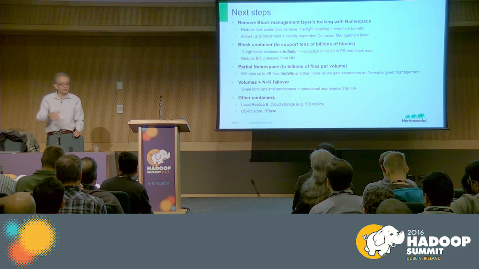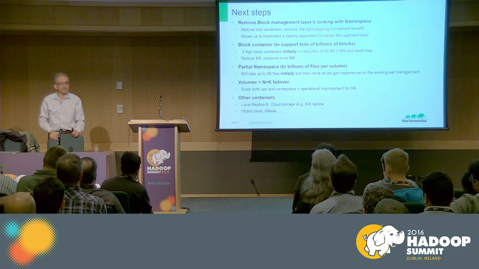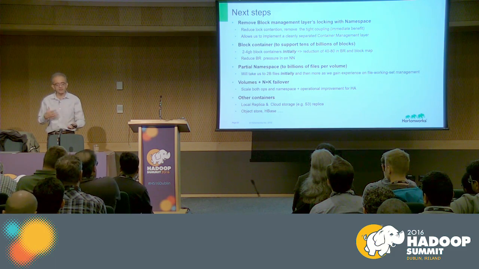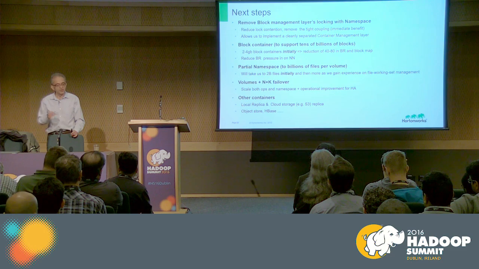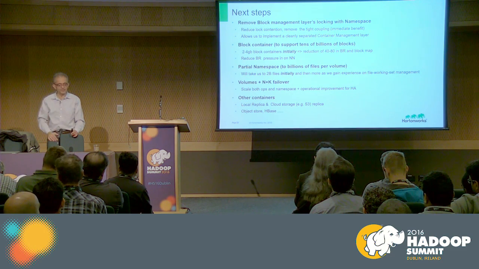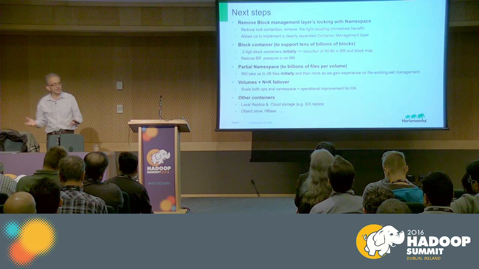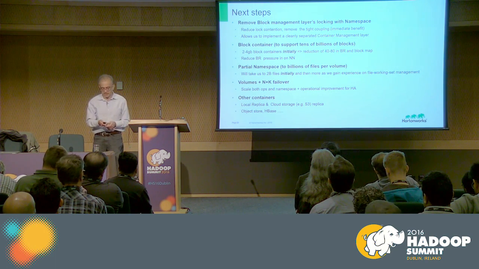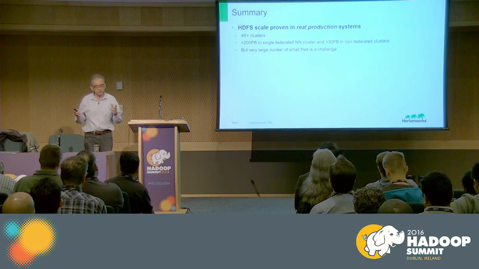The other one is partial namespace. Initially, we believe this will take us easily to 2 billion files. And as we get more experience with working sets, etc., to billions of files, tens of billions, about 10 billion files per volume. Then we want to add volumes and N plus K failover, and in parallel work on other kinds of containers.